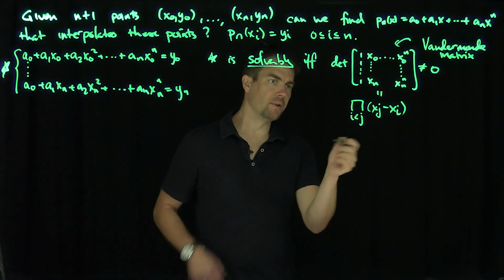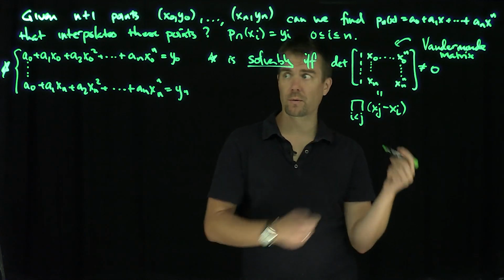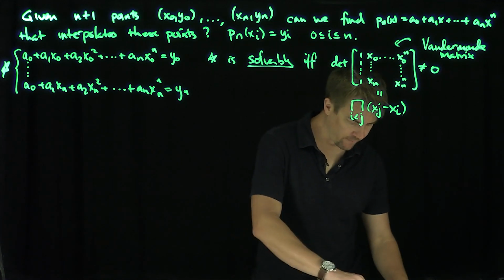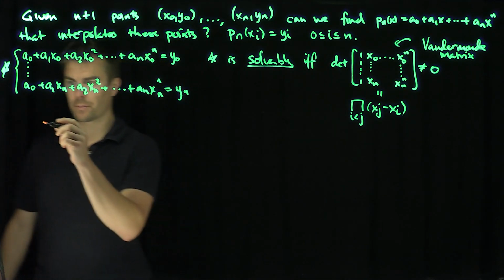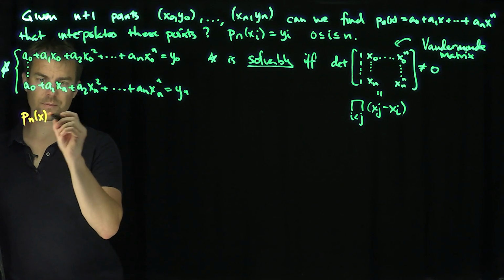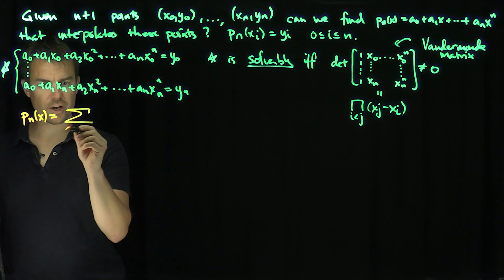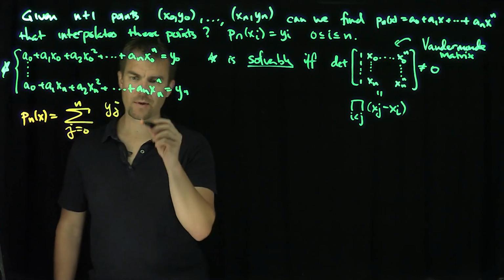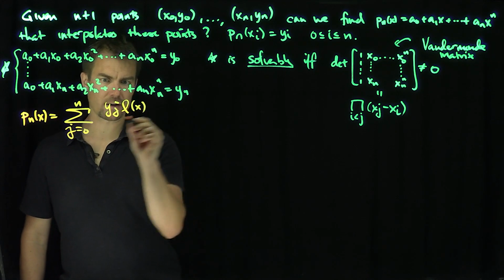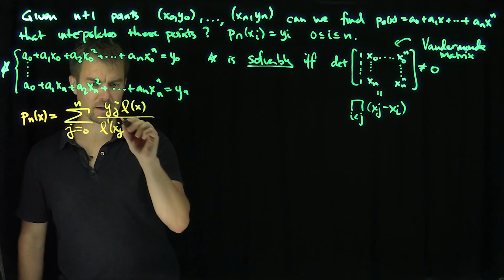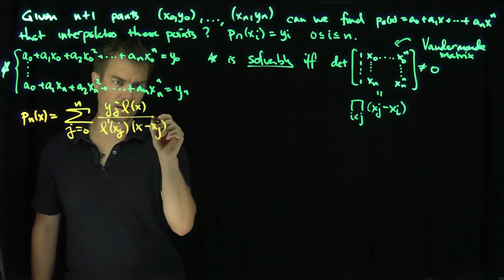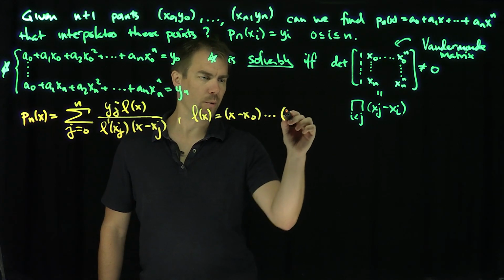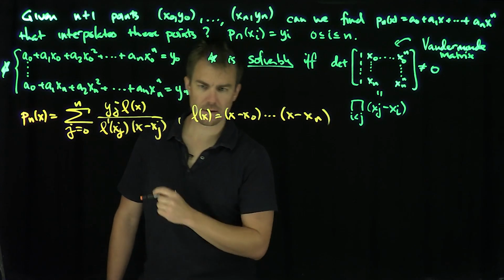So in other words, no two of these x's can be equal to each other, otherwise the determinant will be equal to 0. So this criterion tells us exactly when the solution is possible. And so we can figure out what the actual polynomial is going to be. The polynomial Pn(x) in this situation is the sum, j goes from 0 up to n, of yj times L(x) over L'(xj) times (x minus xj), where L(x) is just this product function. It's x minus x0 all the way down to x minus xn.